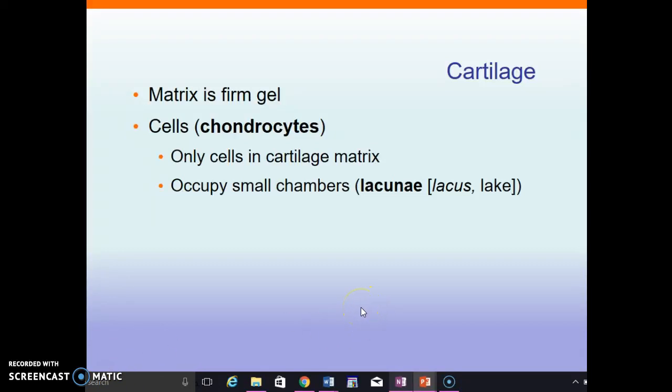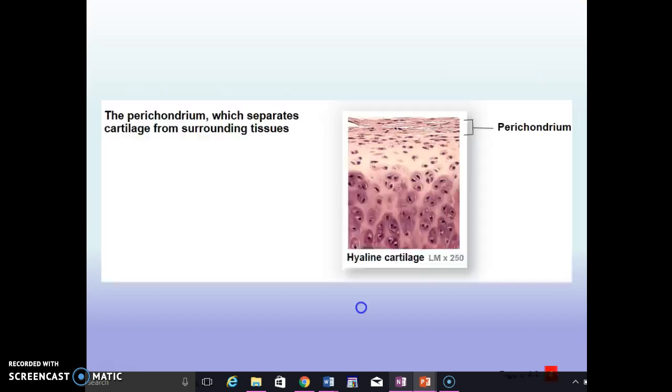Another type of connective tissue is cartilage. Cartilage is dense. It's considered to be a firm gel. That matrix is a firm gel. Well, the cells, the chondrocytes, must live inside that firm gel, so there are little cavities within the matrix called lacunae, in which the chondrocytes live. Perichondrium separates cartilage from surrounding tissue.